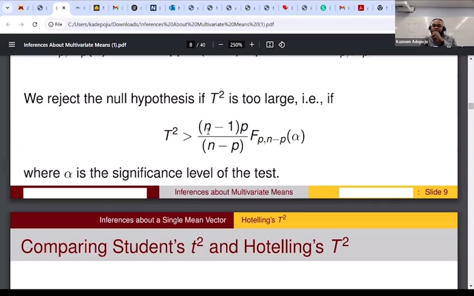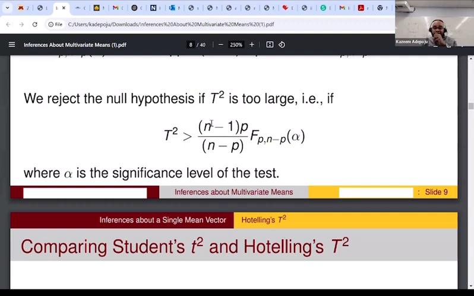Please pay attention now, which means I need to first have an F value that I'm going to check from the table. Then I'm going to multiply it by this. You know what your n is? Your n is the number of observations, and your p is the number of features, the number of predictors. So this is the condition under which we reject the null hypothesis.